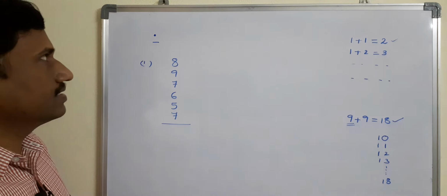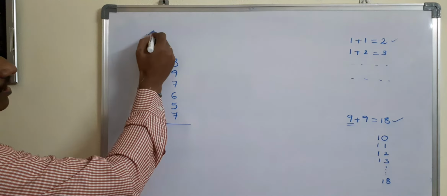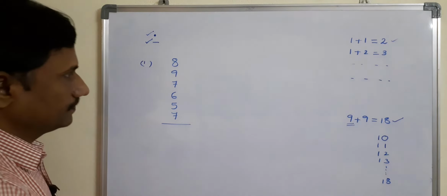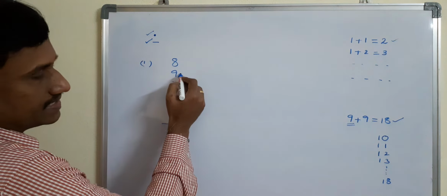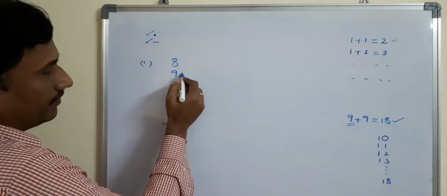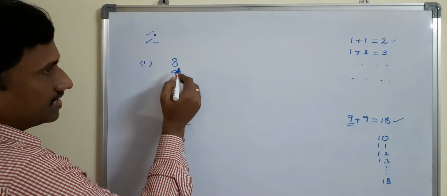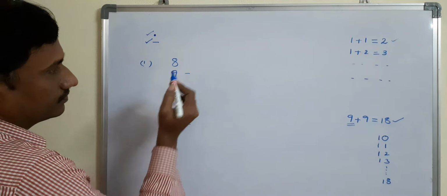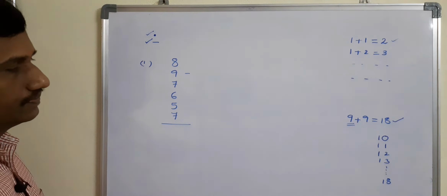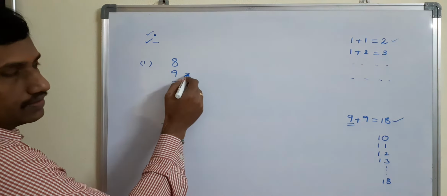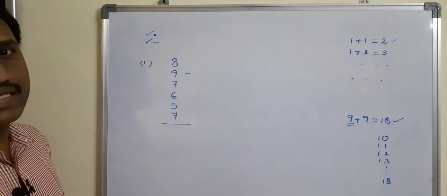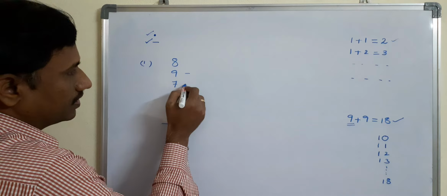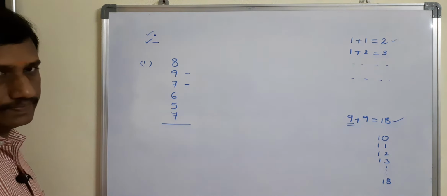In Vedic maths, by using this dot method or bar method, how do we do it? See here, 8 plus 9, 17. Whenever you have a two digit number like 17, just remember the one digit number. In 17, take 7 and put a bar here, or you can put a dot also. Just remember 7. No need to remember 17. Next, 7 plus 7, 14. 14 means just remember 4, put a bar here.